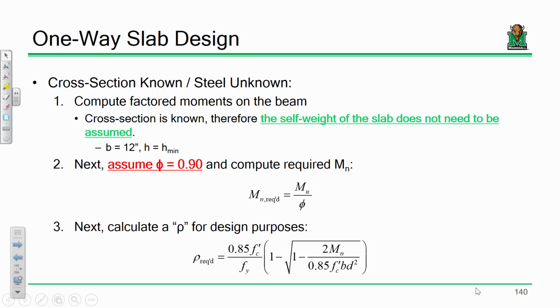Now again, we don't need to assume the cross section because the width is 12 inches and the height is our minimum height from ACI. We do assume that phi is 0.9, so that is something we would need to go back and check, but that usually isn't an issue for slab design. We compute our rho value for design purposes. Now remember, the formula that you see here isn't the just-pick-a-rho-value-out-of-the-sky formula. This is the solve-rho formula. In other words, we derive what rho is in order to achieve a given moment demand. So we're not guessing a rho value here, we're solving for one. And I think that's a really important distinction to make.